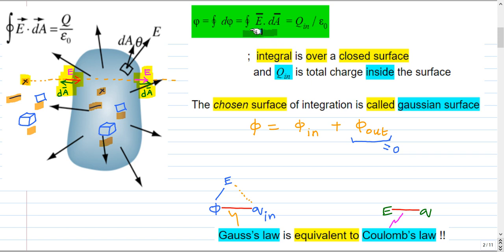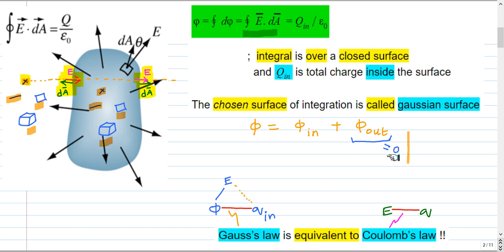This electric field is the net electric field due to the charges which are present inside and outside. So this flux we can split into two components: flux due to the charges which are present inside the surface and flux due to the charges which are present outside. The electric field can be split into two components, E in and E out. E out is the electric field due to the charges which are present outside the surface. It turns out that the electric flux due to the charges which are present outside is 0.